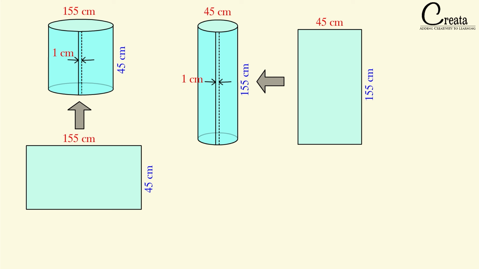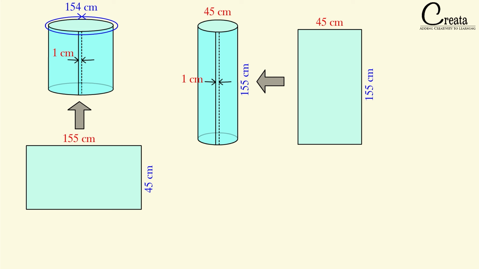Let's take the first sheet. In the first sheet, it has been rolled along the length of 155 centimeter. 1 centimeter has been wasted in gluing. So the total used length is only 154 centimeter. 1 centimeter has been used in overlapping and it has been wasted. Only 154 centimeter will be visible in this cylinder. So we can say this circular portion is equal to 154 centimeter. Are you getting this? This is important. 1 centimeter has been wasted in the overlapping. Only the visible portion of this cylinder is 154 centimeter. That is basically the circumference of the circle.